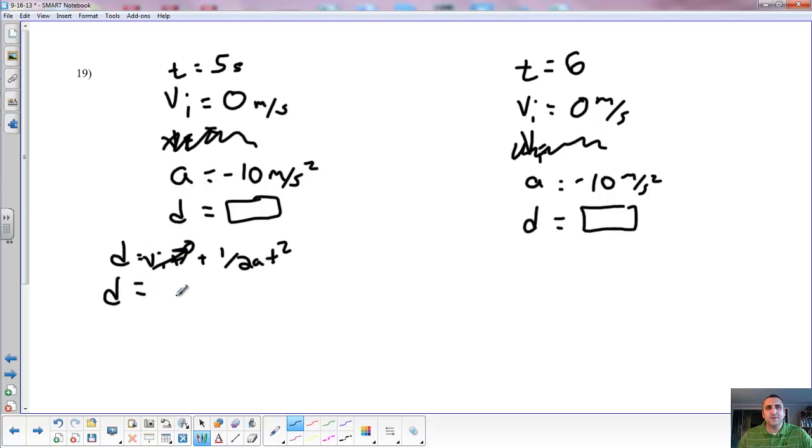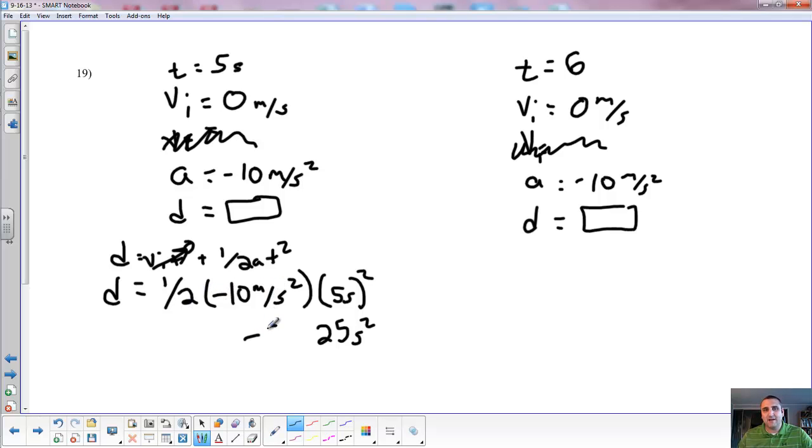VI is going to be 0, so that's all 0, and we can kind of ignore it. So displacement equals 1/2 times -10 meters per second squared times time, 5 seconds, all squared. On a good day, 5 squared is 25. Second squared is second squared. 1/2 of -10 is -5 meters per second squared. I said in class that we can do the algebra anyway. This is another way of doing the algebra. I just took this 1/2 and distributed it over the 10, and it will distribute over everything. So 1/2 times -10 is -5.